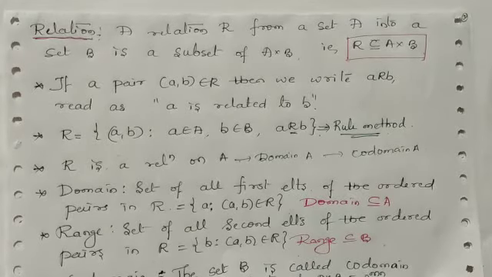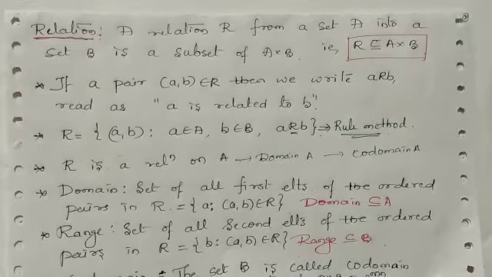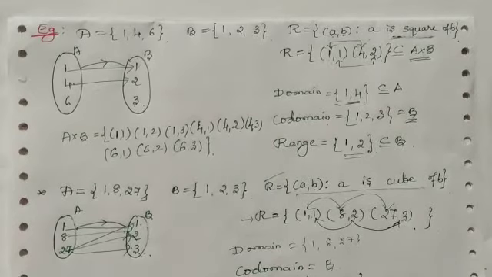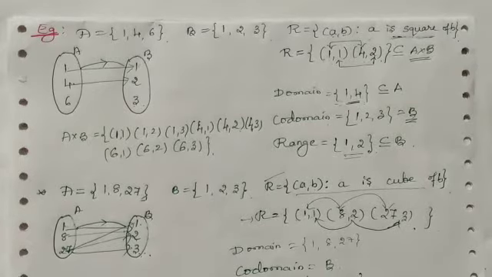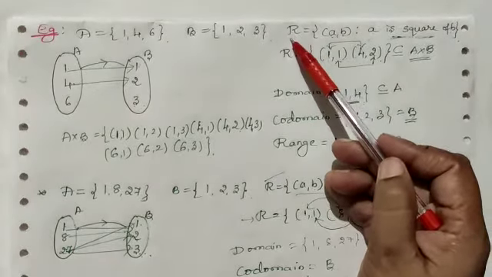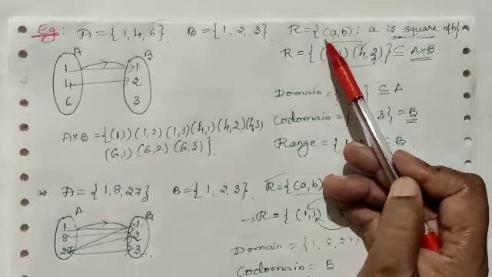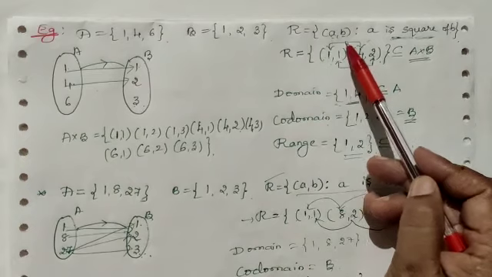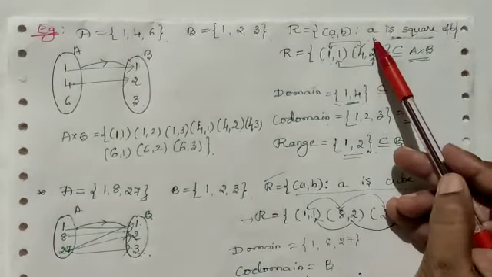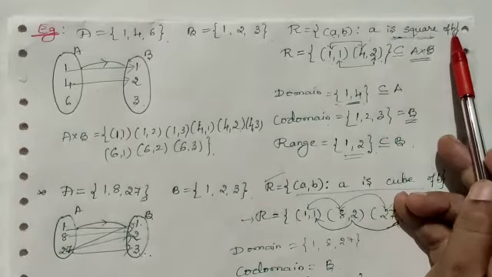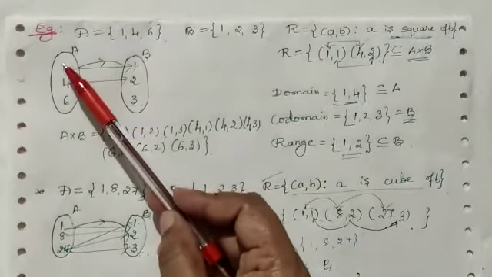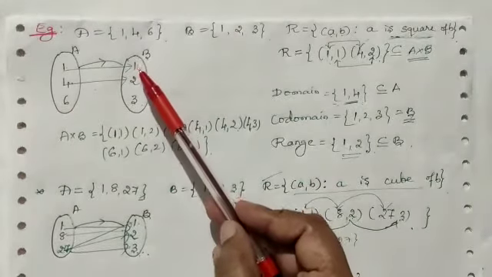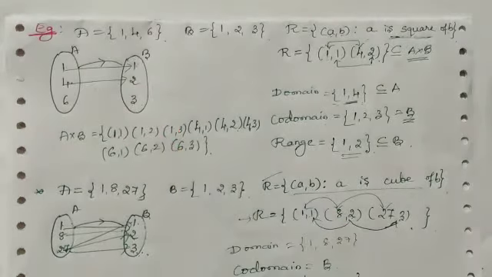Now we'll see what is relation. We'll take an example. Consider the sets. Set A equal to 1, 4, 6. Set B equal to 1, 2, 3. Our relation is denoted by the letter R. It is going to be the set of ordered pairs (a, b) such that a is the square of b. The first element is the square of the second element. Now take the arrow diagram. Set A contains 3 elements 1, 4, 6. B contains 3 elements 1, 2, 3.